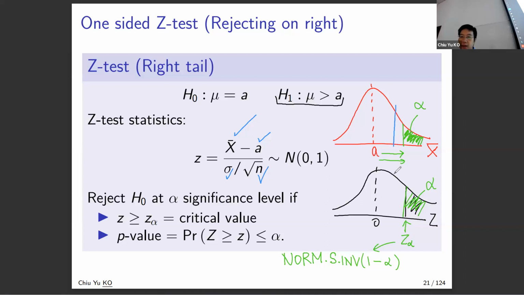If it's somewhere here, then it converts to somewhere here by this formula. And if that's the case, it's not far away enough from A. In that case, you don't reject. You keep our X0.